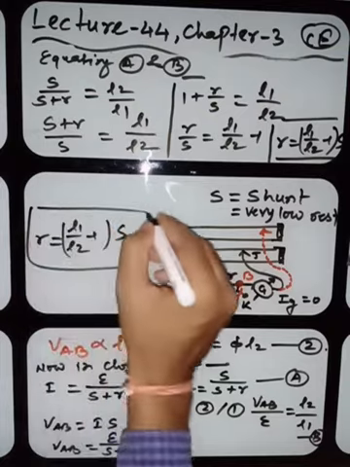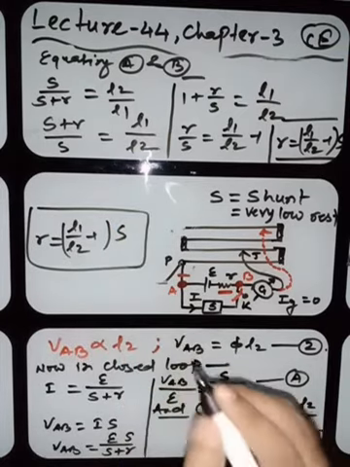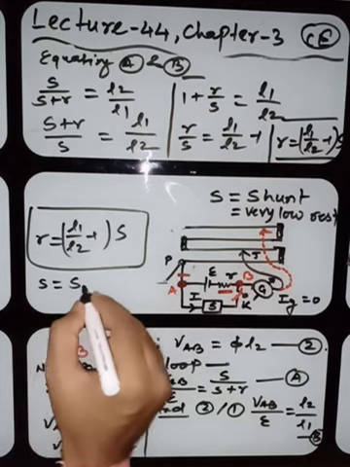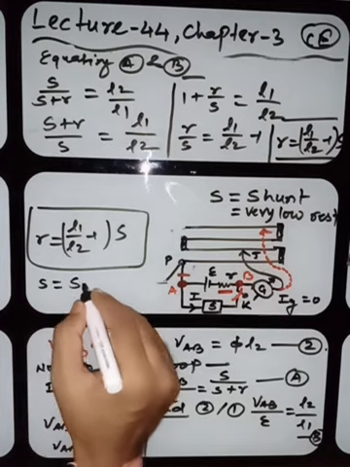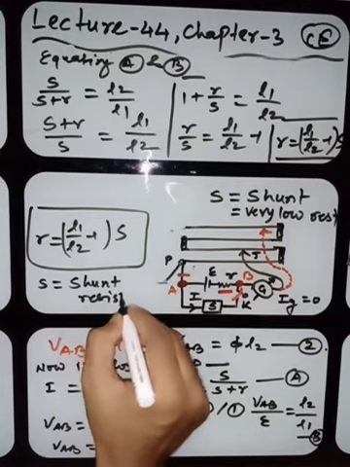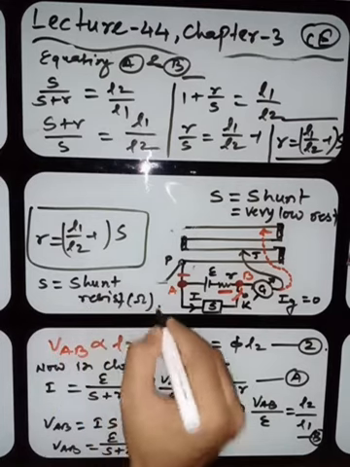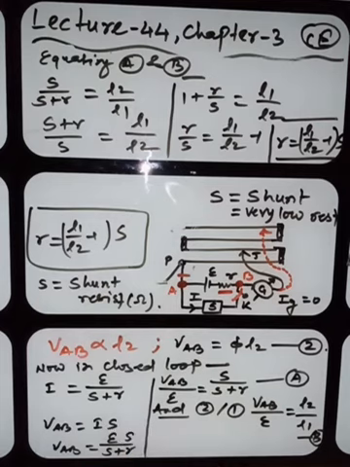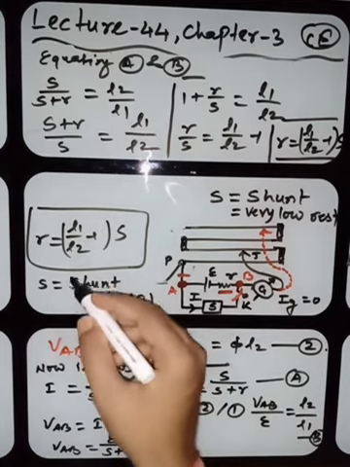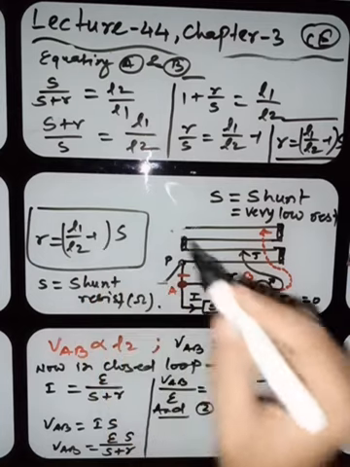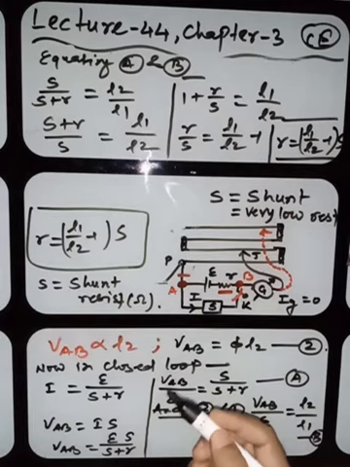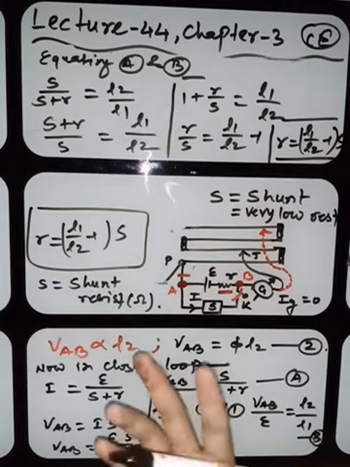What is this S? S is the shunt resistance. You will get its value in ohm. So L1 by L2 minus 1, times S, where S is the shunt. So these are the two very important applications.